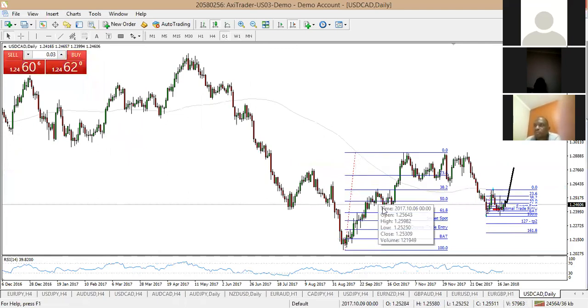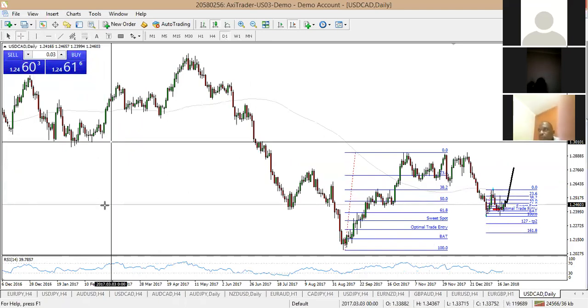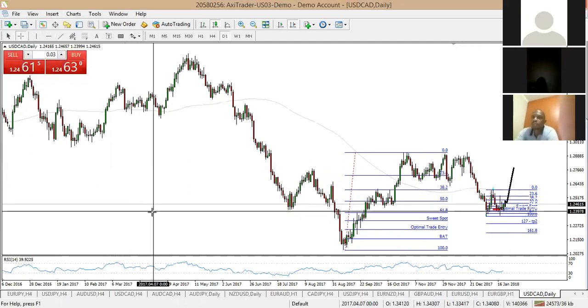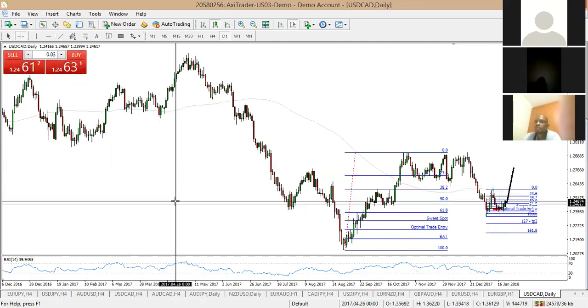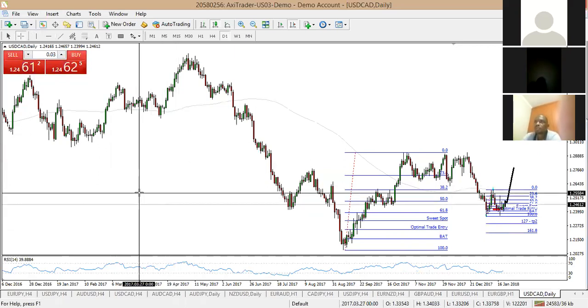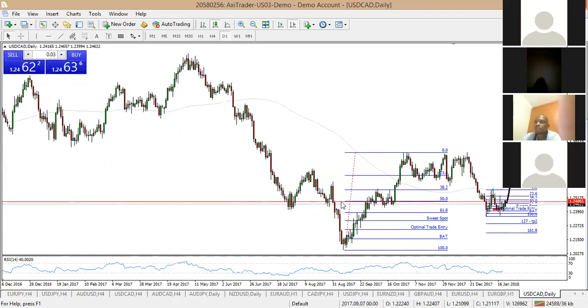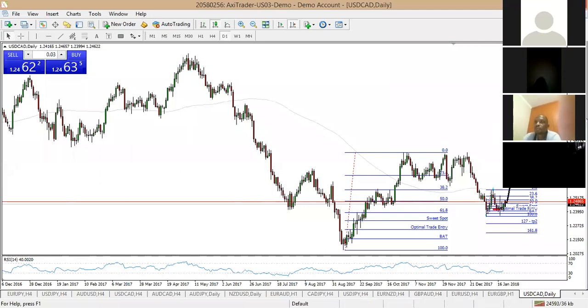I'm sure we can see the levels which the market is playing on. We have our optimal trade entry level here, sweet spots here, and we have 61.8 here, and level 50 here. I'm sure you'll notice. Let me just put this on level 50. I will be explaining these levels in more detail, or what they mean. Yes, I'll be getting to explain them for you.